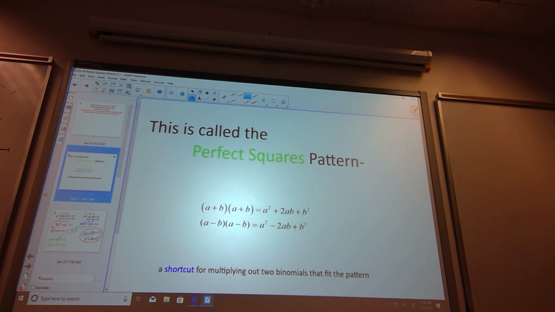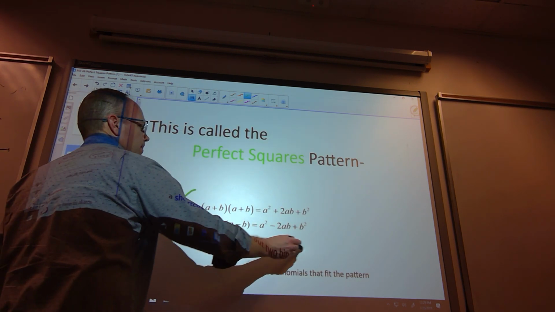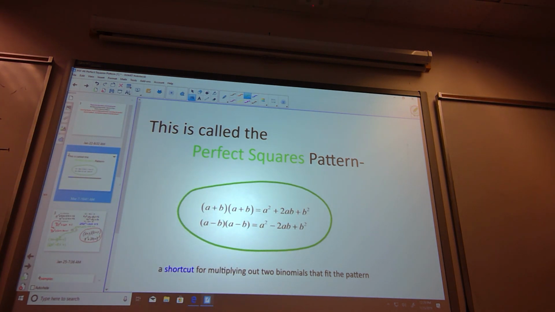So this is what they're saying, which is what I'd shown on the thing. So sometimes you might be able to find a shortcut. If you have a plus b and a plus b, it becomes a squared plus 2ab plus b squared. Or if you have a minus b, that might become a squared minus 2ab plus b squared. Okay, so there might be a shortcut there from time to time.